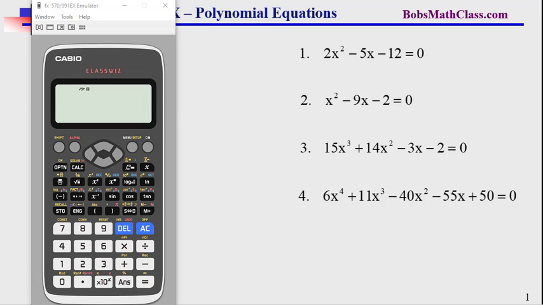You could solve it by factoring, and then setting each factor equal to 0. But we're going to use the calculator in this video.